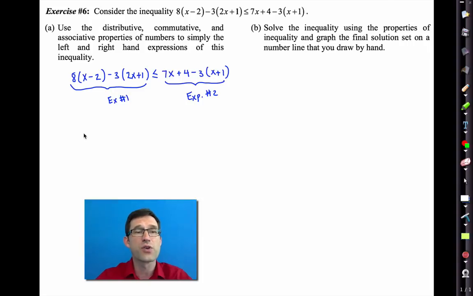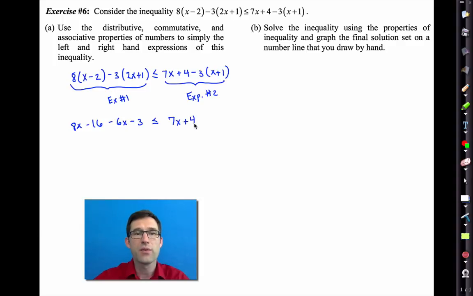All right, so first things first, let's use the distributive property. Let's distribute the 8 through the parentheses. Let's distribute the negative 3. Be careful there. Now you might say, whoa, we multiplied by a negative, we got to switch the inequality. No. That's when we multiply both sides of the inequality by a negative, or divide both sides by a negative. We didn't do that here. We're just manipulating those expressions.